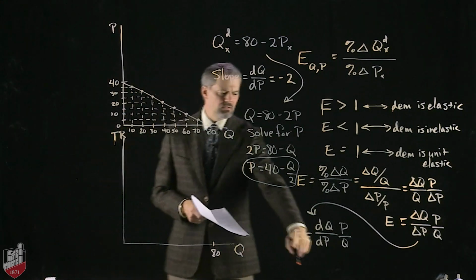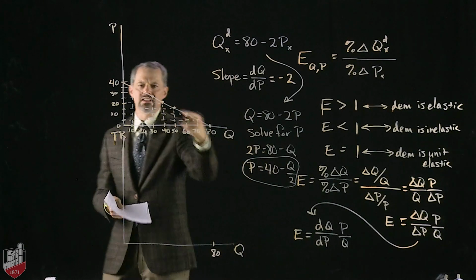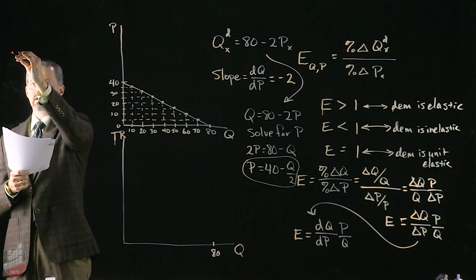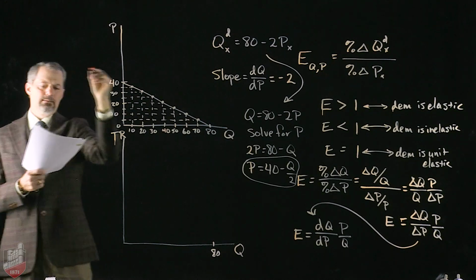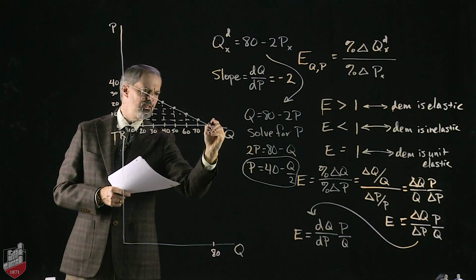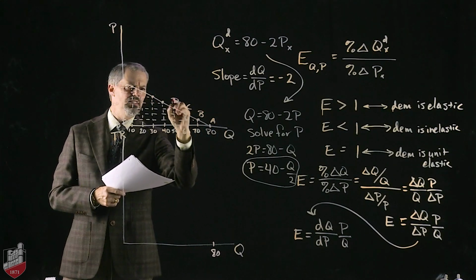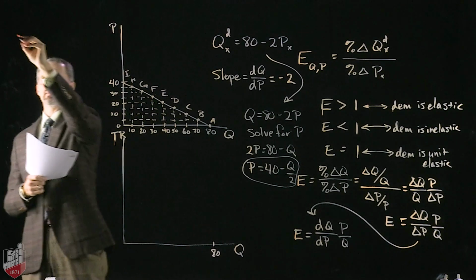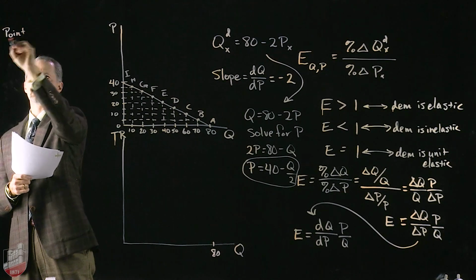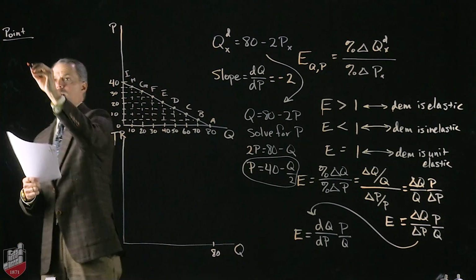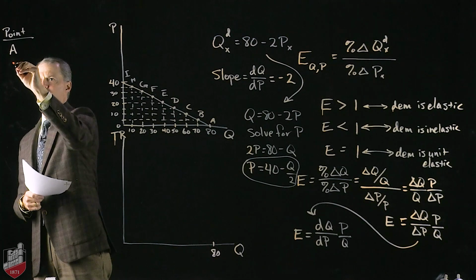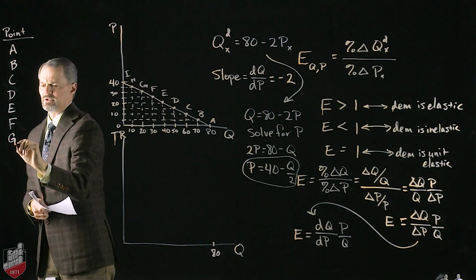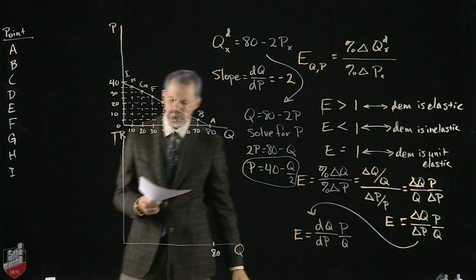With this function for elasticity, I can easily calculate the elasticity at any of these points. So here's what we're going to do. We're going to create a little table over here where I've got, let's call this point A, point B, C, D, E, F, G, H, I. And we're going to calculate the elasticity at each of those points, A, B, C, D, E, F, G, H, I.